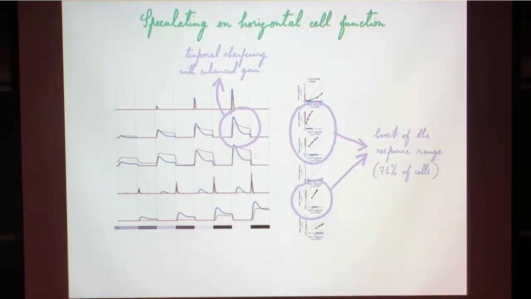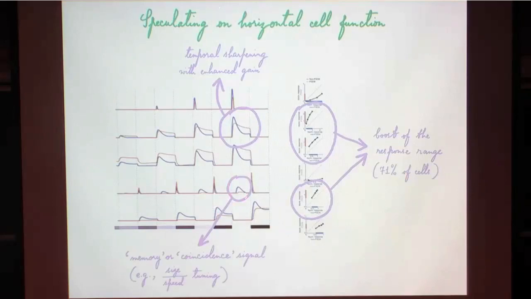Sorry, I have this wrong. I have it inverted. It should be this one. Anyway, sorry, this drawing is wrong, so let me say it in words. Most of these cells, the dynamic range of the cells is boosted by horizontal cells. So for 70% of the cells, if I remove horizontal cells, their dynamic range goes down. Okay? And the third thing, which is curious, is this rebound here.